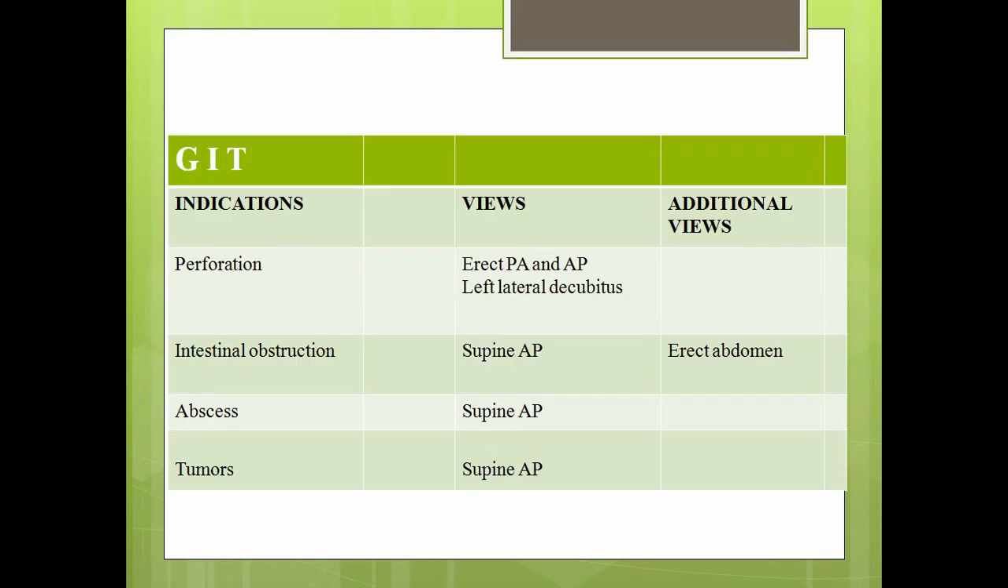Then you go to the GIT, gastrointestinal tract. If indications such as perforation are there, perforation means a hole in the bowel or intestine. If perforation is there, you should go for erect PA or erect AP, usually erect AP, not PA. Then left lateral decubitus. So if perforation is there, what will happen? There will be a hole, and through the hole there will be leakage of the fluid.